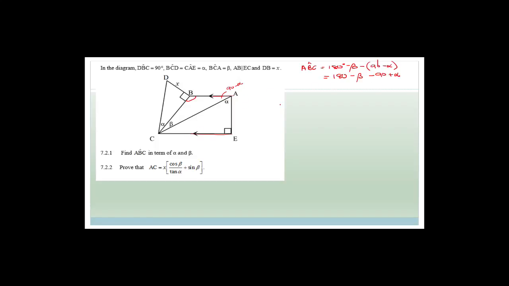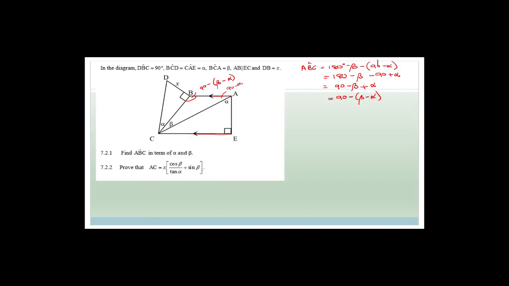Which is the same as 180 minus beta minus 90 plus alpha, which is what we got yesterday. We're just doing it in a slightly different way, which is going to be 90 minus beta plus alpha, or you could write it as 90 minus beta minus alpha, whichever one. So this angle here is 90 minus beta minus alpha. There is a reason I'm doing it like that, because maybe we need co-ratios, we'll see.